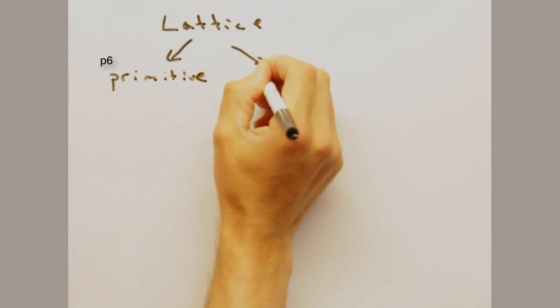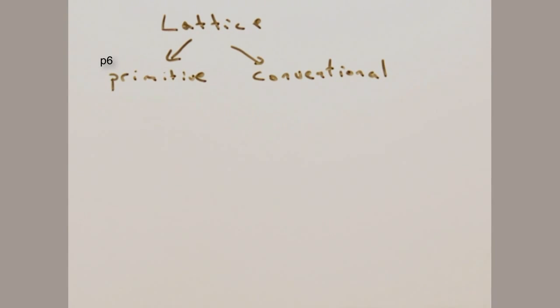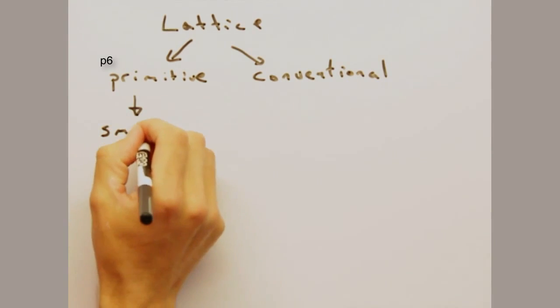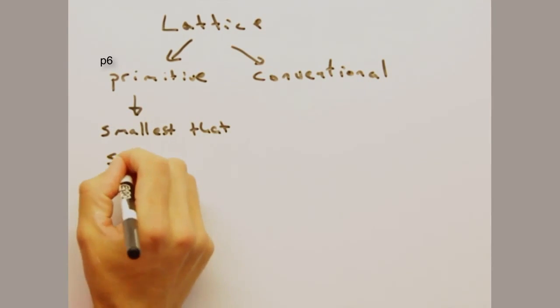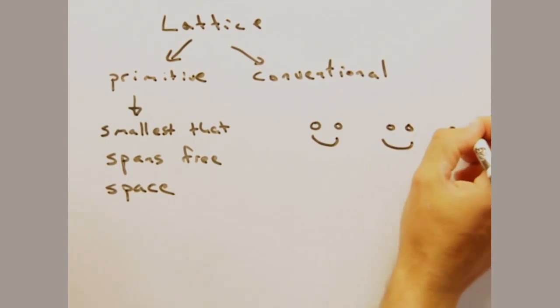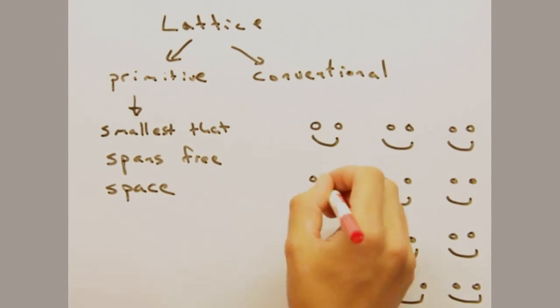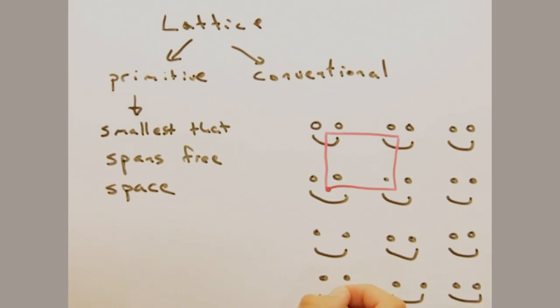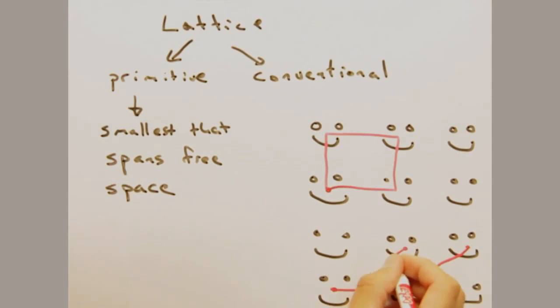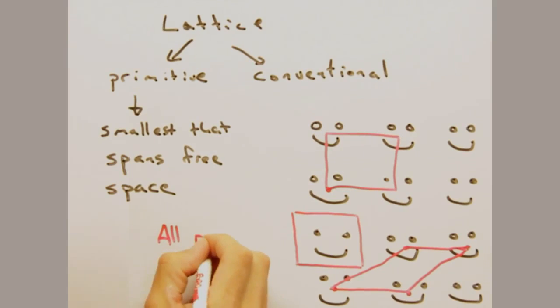Typically in solid state, we either talk about the primitive or conventional lattice. The primitive lattice is the smallest area or volume cell that still spans free space upon translation. So if you had a lattice as so, you can imagine choosing vectors a1 and a2, but you could also choose a1 and a2 like so as a different but equally valid primitive cell.